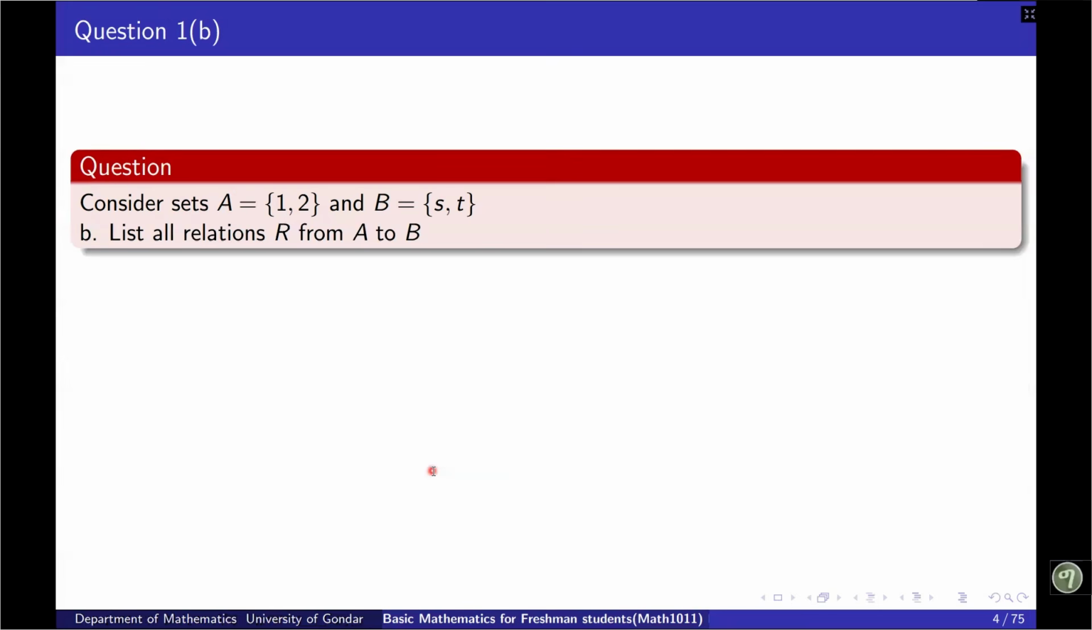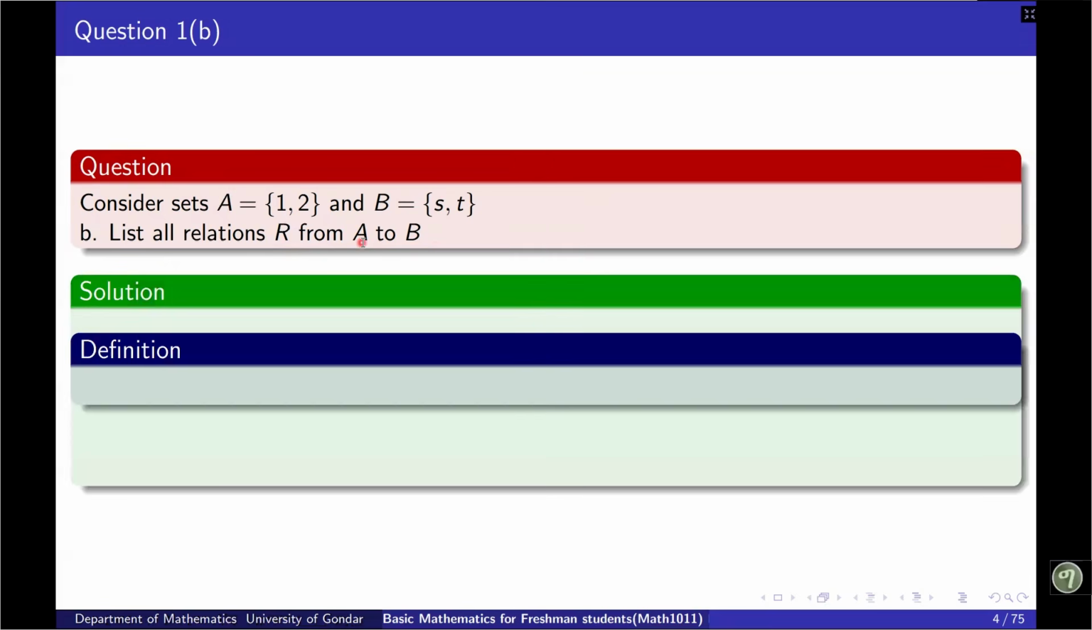The second question under the same consideration asks to list all the relations R from A to B. We know that a relation from A to B is any subset of the cross product of the two sets. You know this. That is, we have this definition first: a relation from A to B is simply any subset of A cross B.